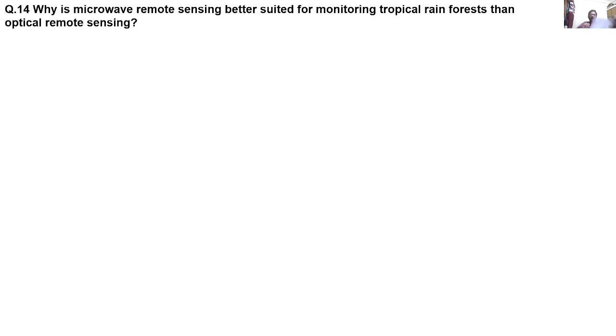Now a few very simple conceptual questions. Why is microwave remote sensing better suited for monitoring tropical rainforest than optical remote sensing? The reason is that in tropical rainforest there is a lot of humidity, and due to that the cloud cover is also huge. The penetration through the cloud cover is not so good for the optical remote sensing approaches, and that is why most of the signal you get is not of the land surface but of the clouds, unfortunately. But microwaves do have a benefit of huge penetration, and that is why microwave remote sensing is better suited.